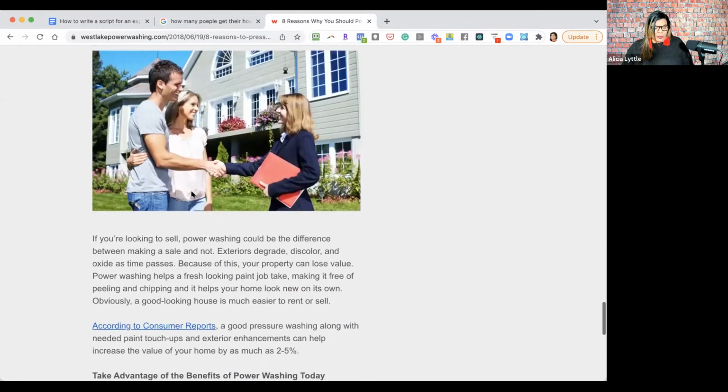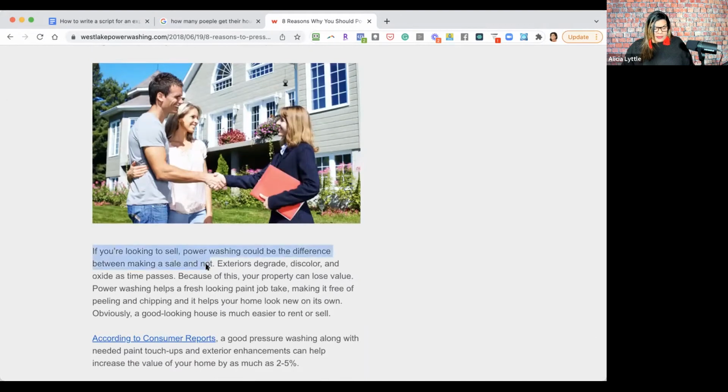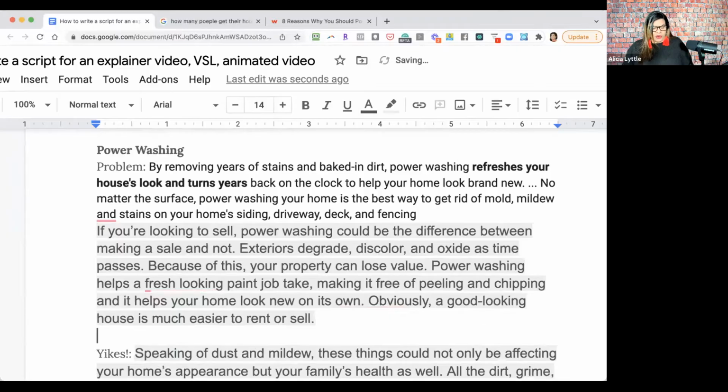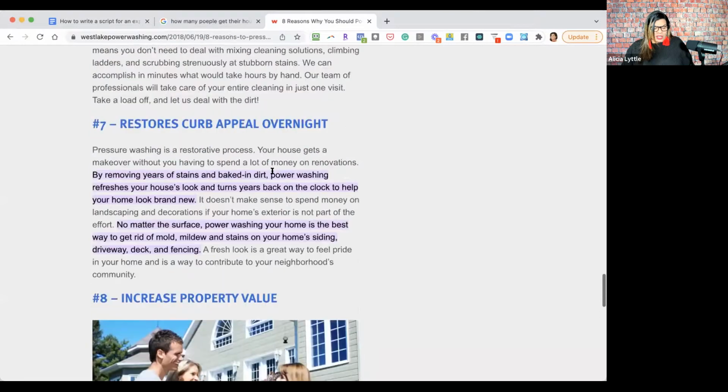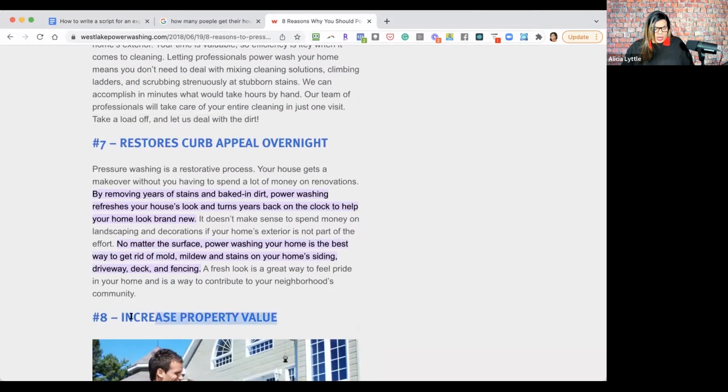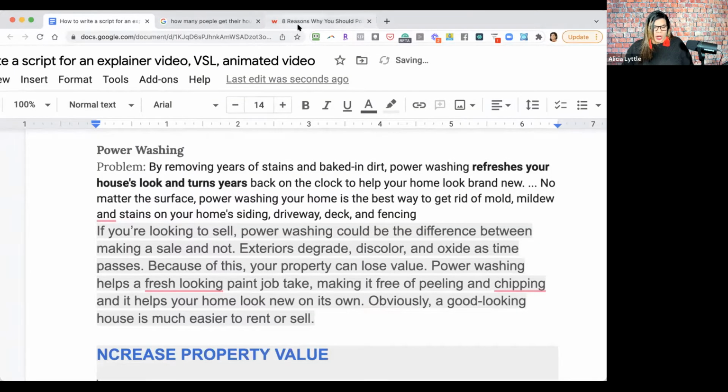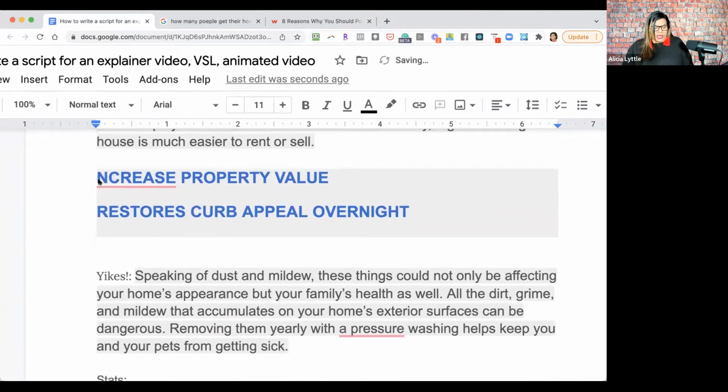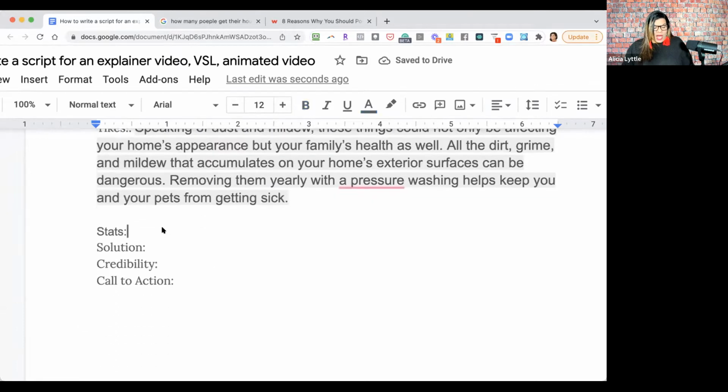So increases property value. I love this. So I'm going to put this in also with just the problem. So if you're looking to sell your home, I'm just going to take this word because I might want to include that, increases property value and restores curb appeal. All right. So I feel that I have my problem and my yikes totally identified, and I'm happy with that. So now I want to move on to stats.